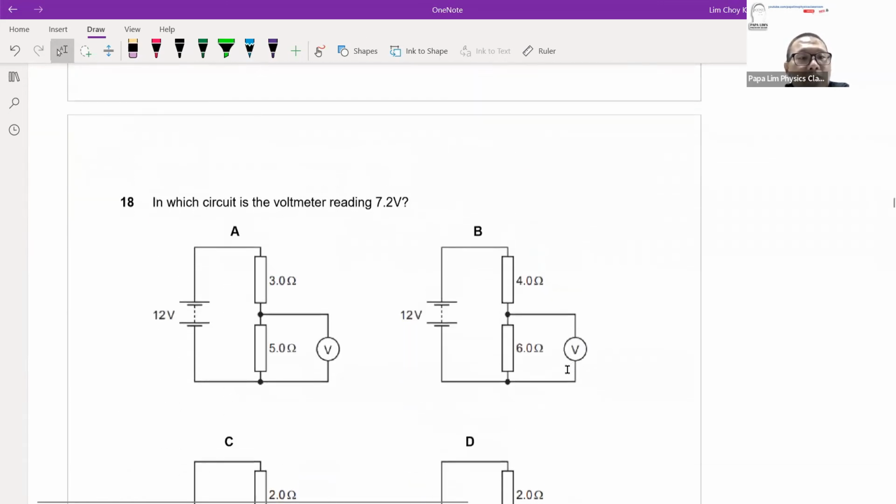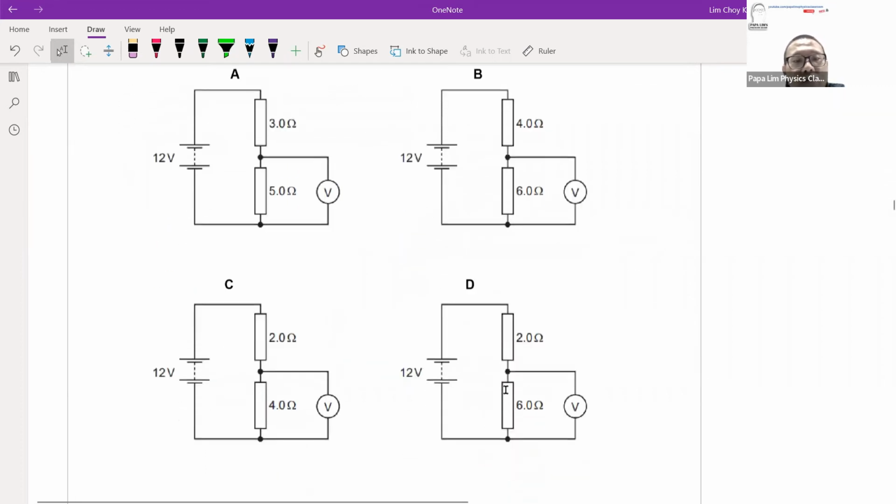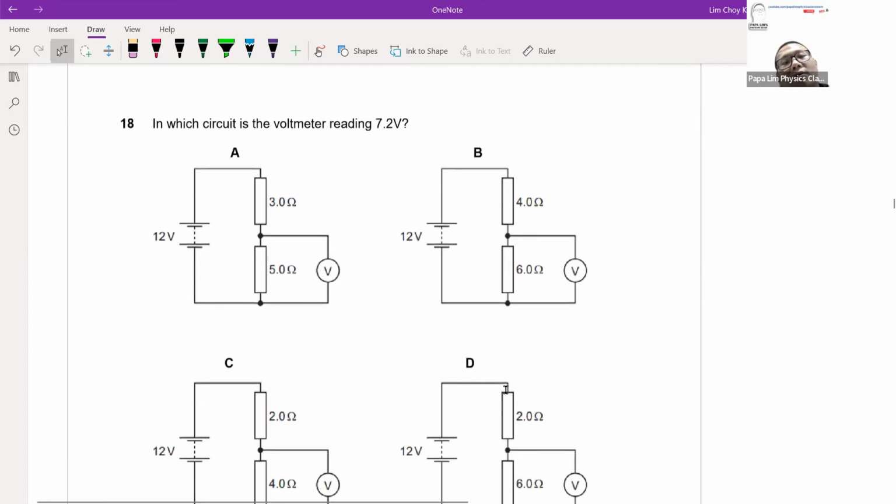Next, in which of the circuit does the voltmeter read 7.2? This is a simple circuit, or simple series circuit. So students will have to look at the basics. There's only one way of doing it. The students have to look at the current that's flowing through the circuit, the total current that's flowing through the circuit.